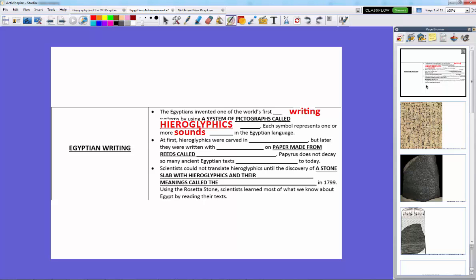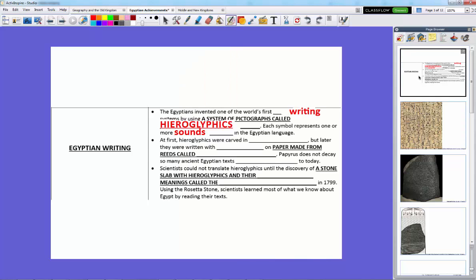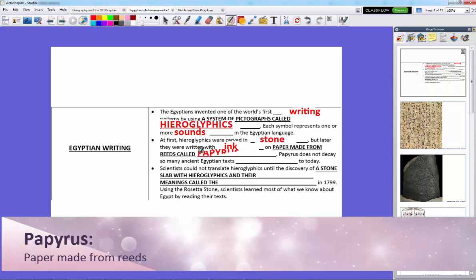Now, without any way of translating it, this just looked like really cool art that we figured was language, but we had no way of translating it. We found it initially on stone, because that's where it was originally written, but later on, the Egyptians found a way to write with ink on paper made from reeds called papyrus. Yes, that is where we get the word paper from. They would use what looked like ink pens, and they would write on papyrus.